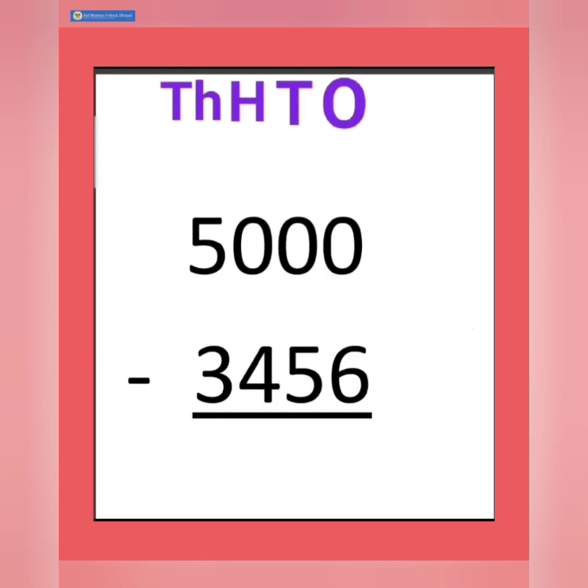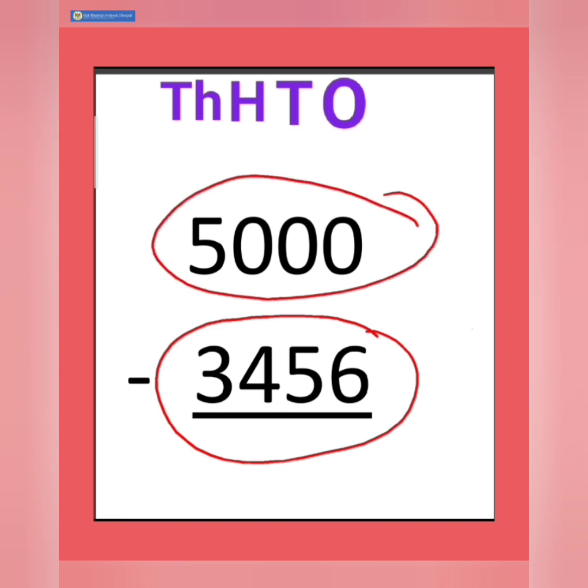Now let us take away 3456 from 5000. Where are we going to begin borrowing from? Yes, from the thousands place, from 5.